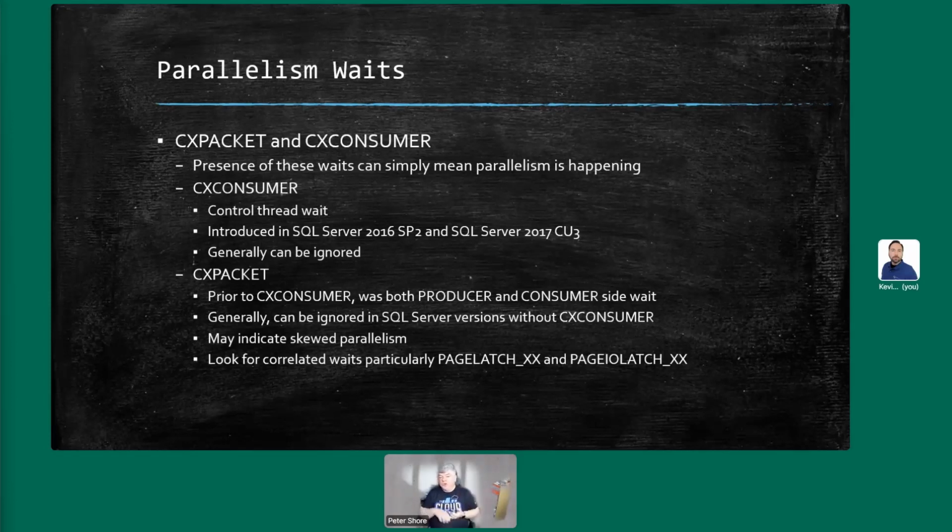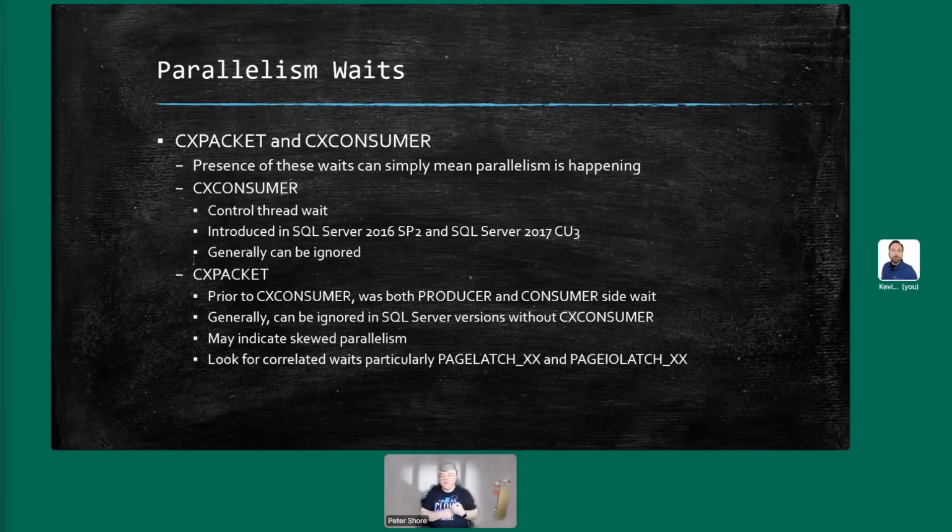Back in the day, CX packet was both the producer and the consumer side weight. CX consumer is the consumer weight. It is waiting to consume everything from the threads. When CX packet was that, it was generally able to be ignored. Now, CX packet can actually be a problem. In case anybody's wondering, the server that I took that screenshot from earlier, that had a ton of CX packet weights, is still on SQL Server 2014. So I'm still looking at CX packet being mostly okay.